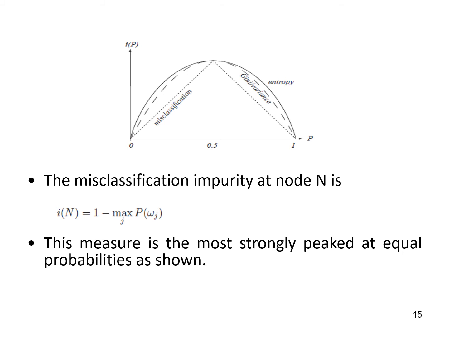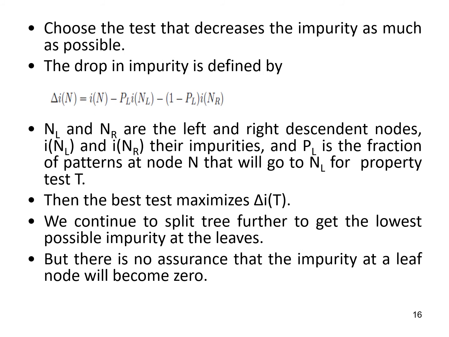Misclassification impurity at node n is I(n) equal to 1 minus max p(omega j). This measure is the most strongly peaked at equal probabilities, as shown. Choose the test that decreases the impurity as much as possible. The drop in impurity is defined as delta I(n) equal to I(n) minus PL I(NL) minus (1 minus PL) I(NR).